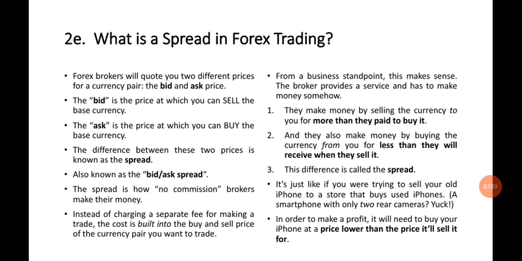So what is the spread in forex trading? Forex brokers will quote you two different prices in a currency pair, the bid and the ask price. The bid is the price at which you can sell the base currency. The ask is the price at which you can buy the base currency. The difference between these two prices is known as the spread, also known as the bid-ask spread. The spread is how no-commission brokers make their money. Instead of charging a separate fee for making a trade, the cost is built into the buy and sell price of the currency pair you want to trade.